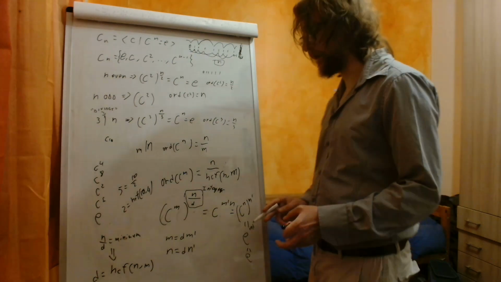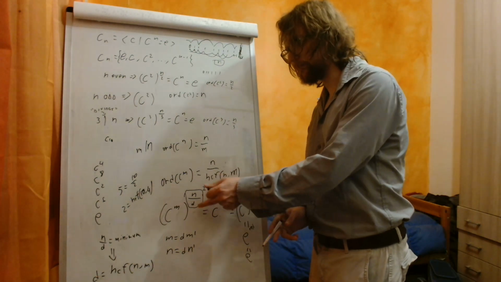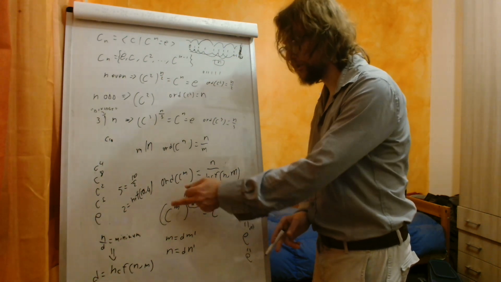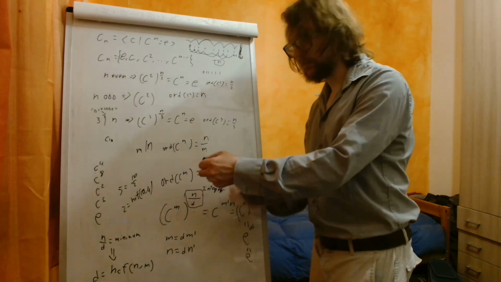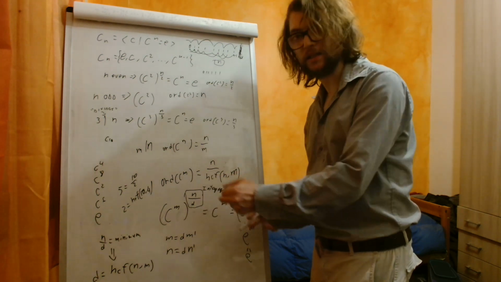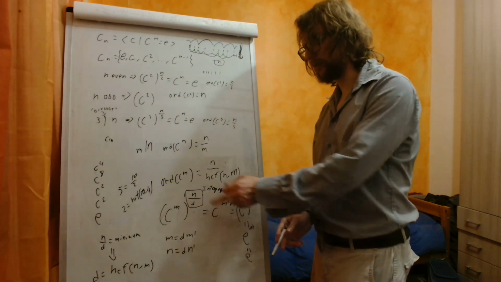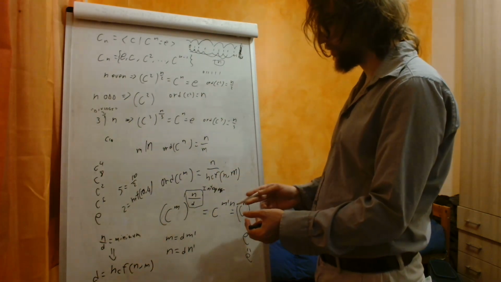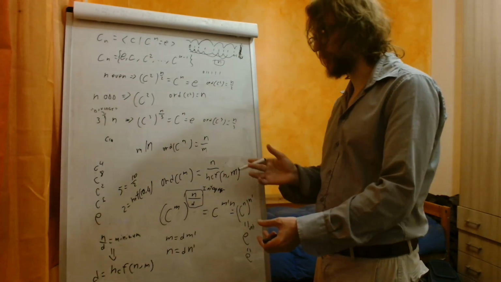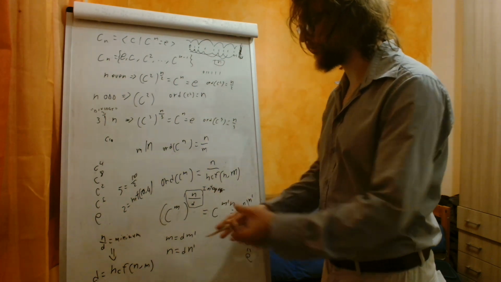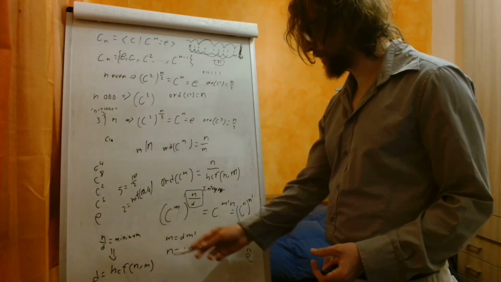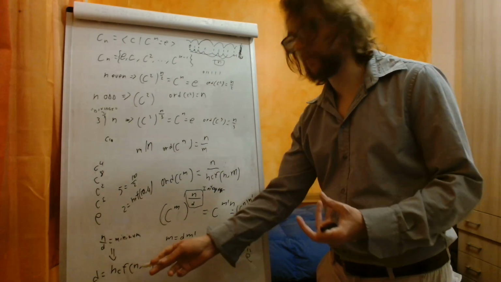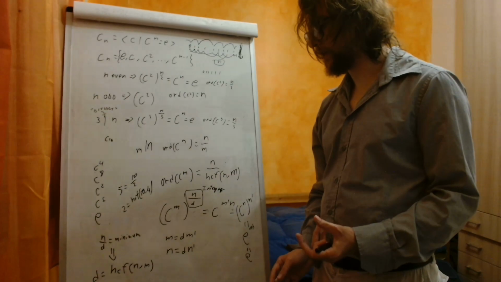And the order is the minimum number for which c to the m elevated by n divided by d is the identity. And this minimum number is, of course, when d is the highest possible, so when d is the highest possible common factor between m and n. So when d is the HCF, the highest common factor of m and n.